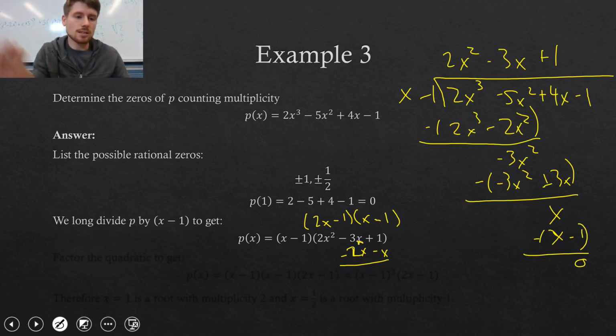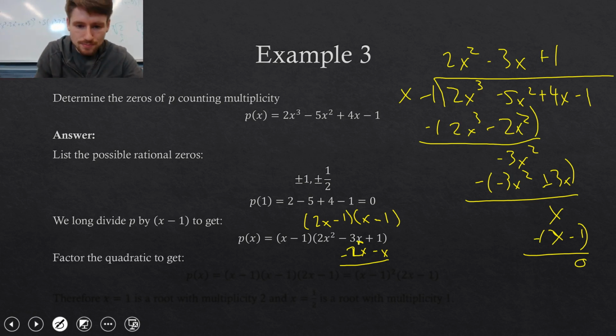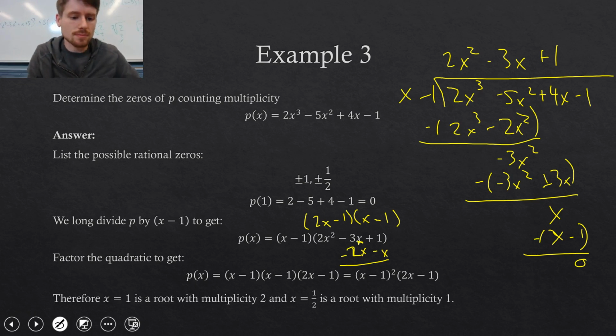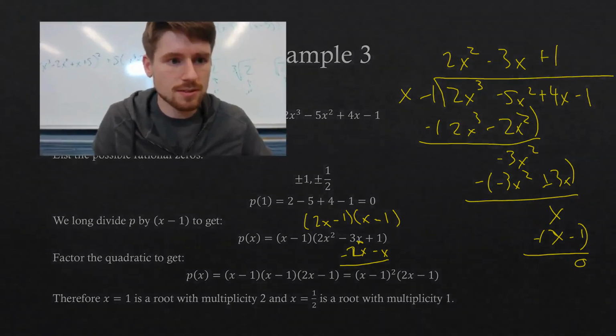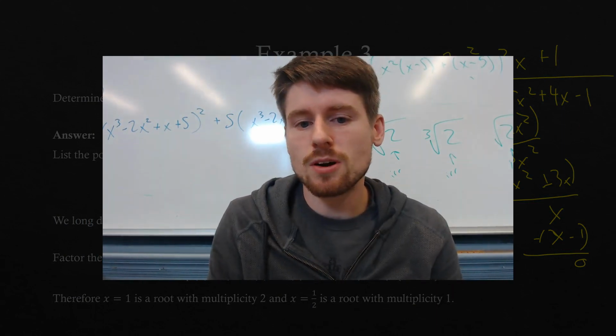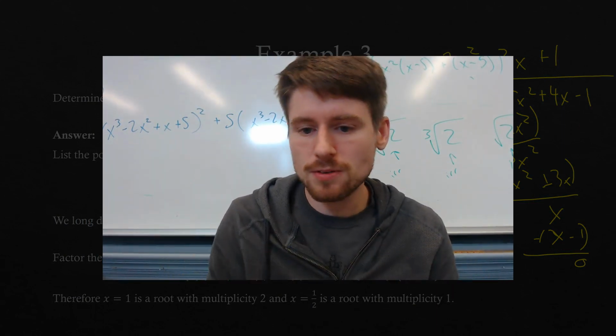2x and x multiply to 2x squared, and negative 1 times negative 1 is 1. So we factored it out: x minus 1 times x minus 1 times 2x minus 1. And so we have x minus 1 squared times 2x minus 1. So we have 1 as a root with multiplicity 2, and a half as a root with multiplicity 1. Okay, that is the extent of my examples today. So hopefully that was helpful, that was useful.